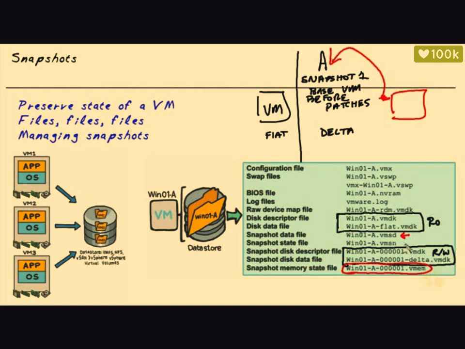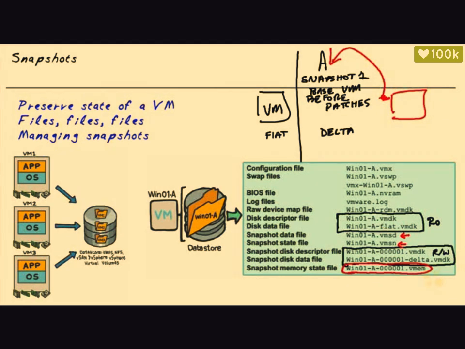So we have 2 other files as well. We have a .vmsn and a .vmsd. The .vmsn is a snapshot configuration state file. For example, was the machine powered on or powered off when this snapshot was taken? There's also a coordination file, which is .vmsd. They call it a snapshot data file. And this has the names and descriptions and the relationships for all the snapshots. So if we have snapshot 1 and snapshot 2 and snapshot 3, the .vmsd is keeping track of all those that exist for a VM.